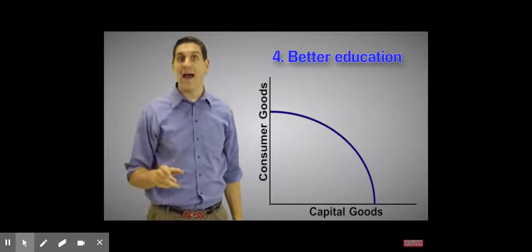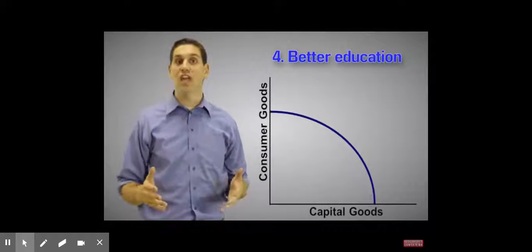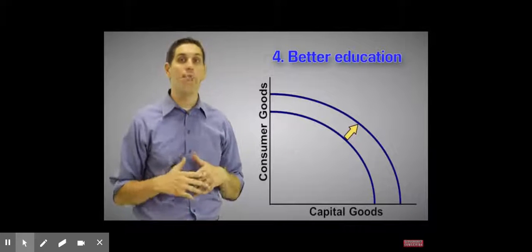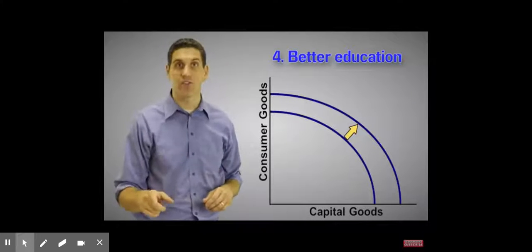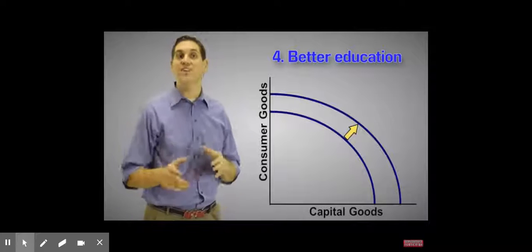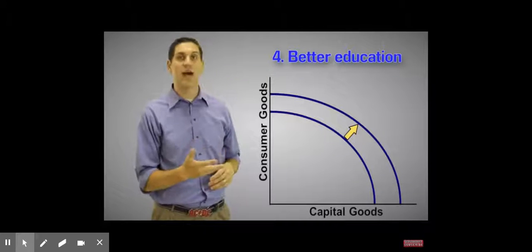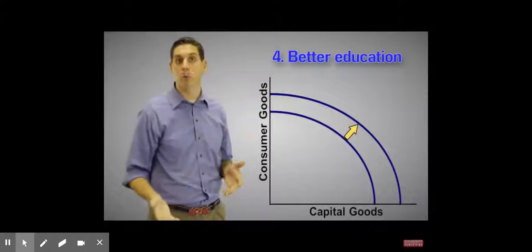Okay, and for number 4, the last one, an improvement in education would result in a shift outward of the curve. Remember, this is not more workers, it's better workers. The quality of workers increases. This is the idea of human capital. If our workers are better trained, more intelligent, that would cause us to be able to produce more stuff.